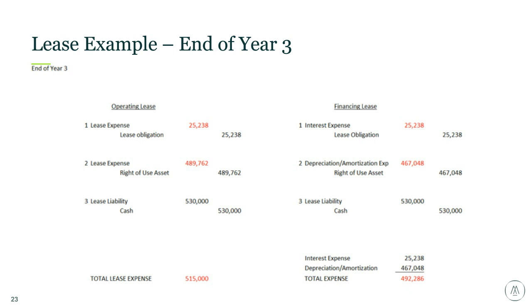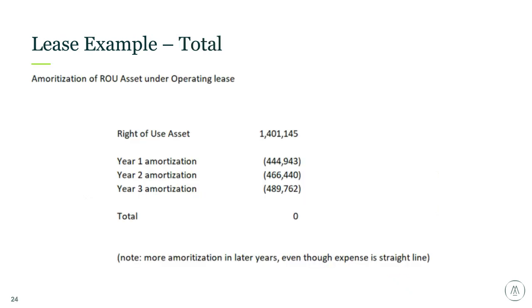This kind of shows how it all works in the end. While we did plug that 449, the 466, and the 489, because we set up that amortization schedule, that ends up balancing it out to completely amortize that asset, the right of use asset, down to 0 at the end of the day.